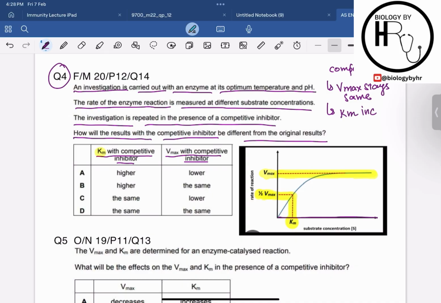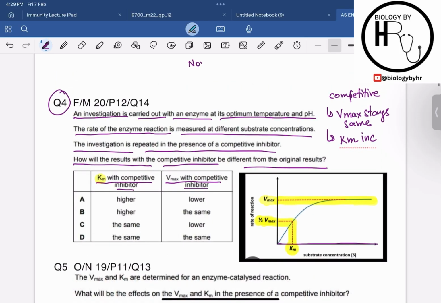And similarly for the non-competitive inhibition, what happens? In non-competitive inhibition, the Vmax decreases, this Vmax will decrease, and the Km stays the same, right?